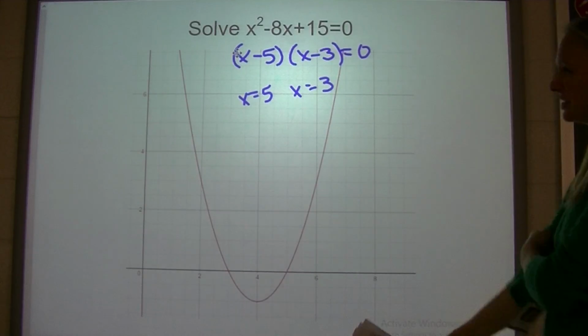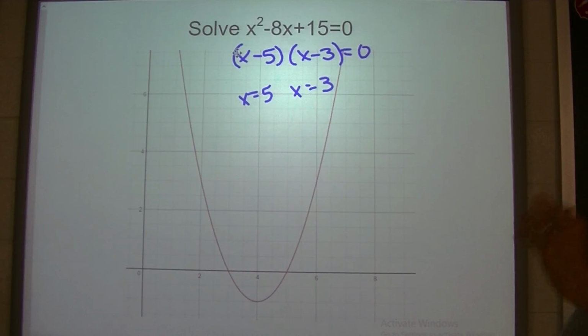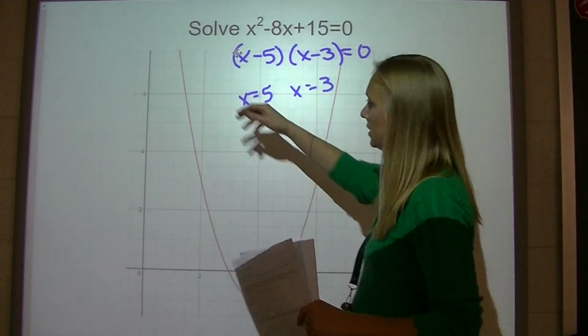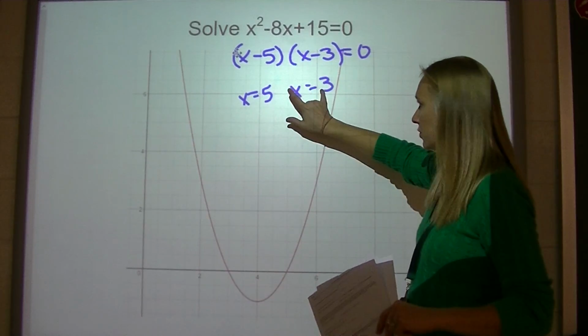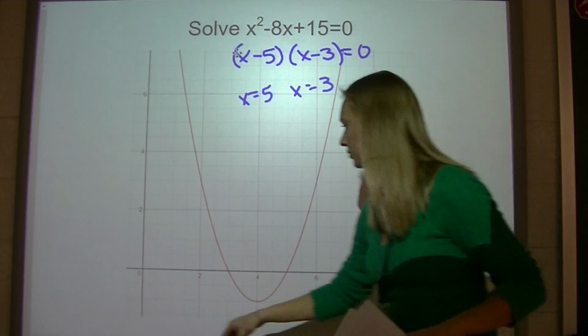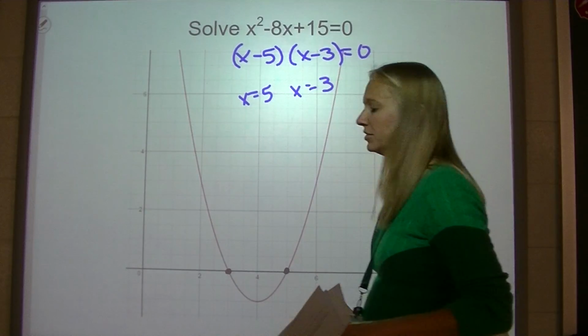So the biggest thing, you're probably never going to use solve by graphing, but I do want to talk about it because it's really important that you understand that these values of where x equals is where your graph is crossing your x-axis. Those are called zeros.